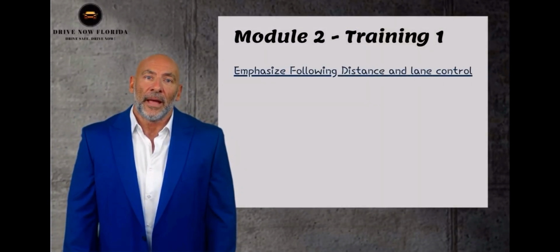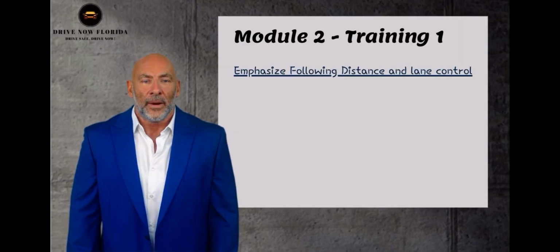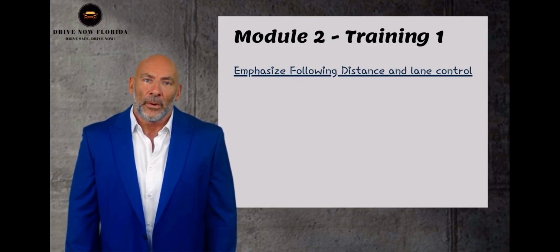Step 1. Emphasize following distance and lane control. Importance of safety. Start by explaining why maintaining a safe following distance is crucial. Emphasize that it allows for better reaction time and reduces the risk of collisions. Introduce the 3-second rule as a practical guideline. Explain that a safe following distance means you should be at least 3 seconds behind the vehicle in front.